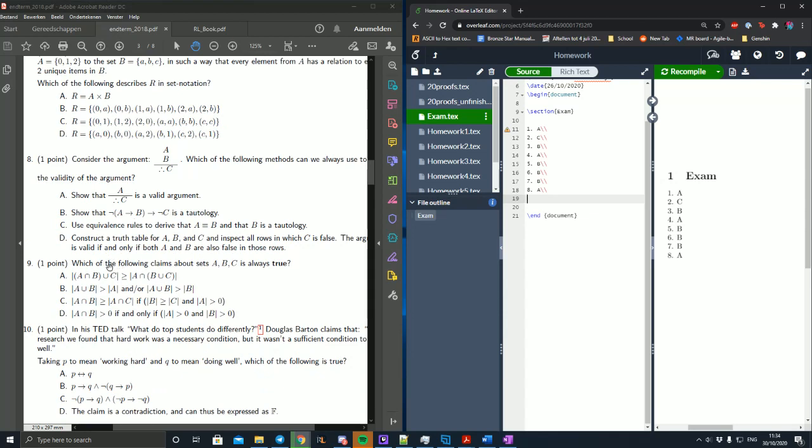Okay, which of the following claims about sets A, B, C is always true? So we have the cardinality of A intersection (B union C) is always bigger than or equal to the cardinality of A? Of course. It's always bigger than the cardinality of A intersection B union C. Well, this doesn't have to be true, I guess.